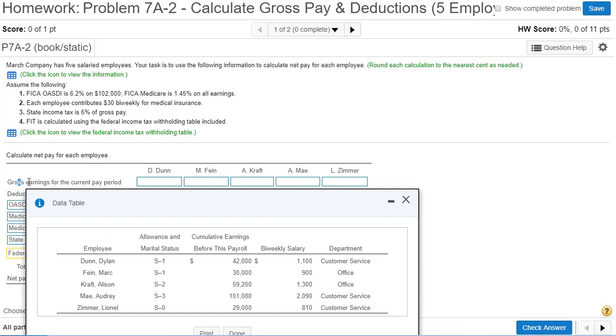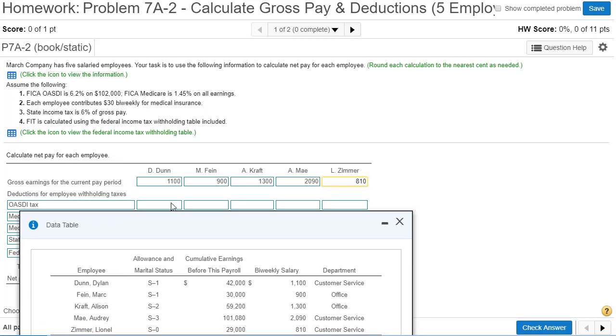So the first line we need to fill out is the gross earnings for the current pay period. The gross earnings comes from this column, biweekly salary. So we've got 1,100 for Dunn. I'm going to tab over, 900 for Mark Fine. Allison Kraft, 1,300. Audrey May, 2,090. Lionel Zimmer, 810.